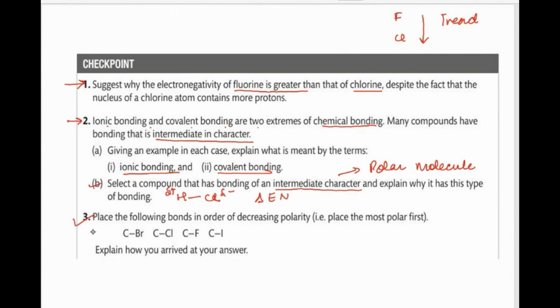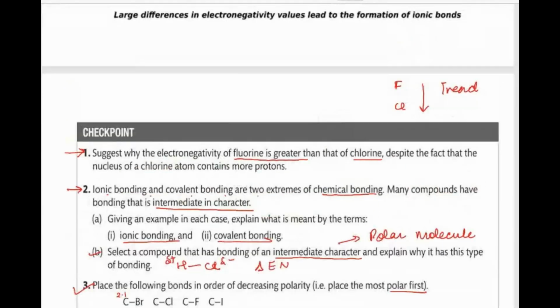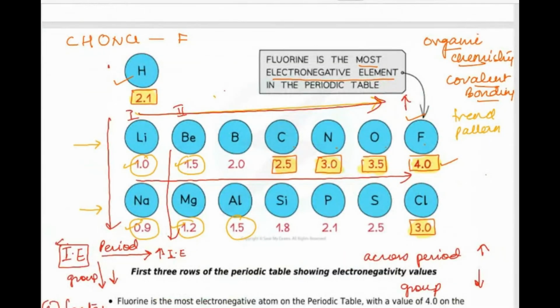Coming to question number 3: place the following bonds in order of decreasing polarity, that is, place the most polar first. So you will talk about the dipole moment. So carbon, you'll look at the difference, 2.1, and bromine, I don't remember. Let's go back to the Pauling scale as well. Bromine must be lower than this, because bromine is down there. The Pauling scale is there in your book as well. So it's less than 3.